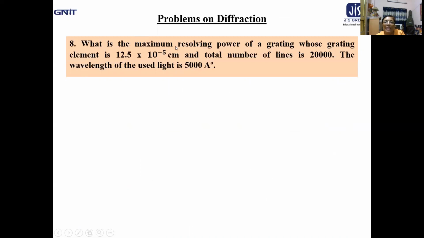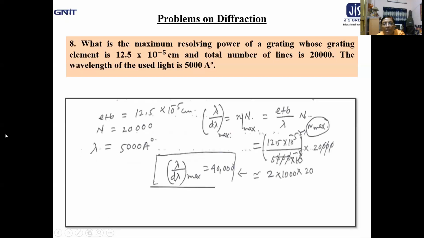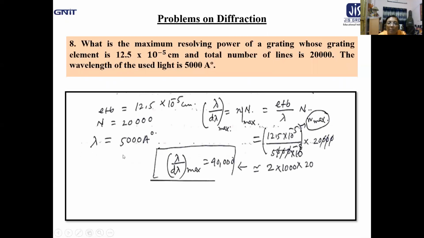Next question. What is the maximum resolving power of a grating whose grating element is 12.5 into 10 to the power minus 5 centimeter and whose total number of lines is 20,000? The wavelength of the light used is 5,000 angstrom. So you are asked to find the maximum resolving power of the grating. We know the resolving power of a grating means lambda by d lambda equal to small n into capital N. In terms of this factor, you cannot find the maximum resolving power because all data are not given.